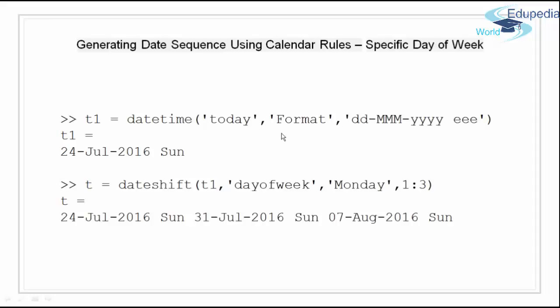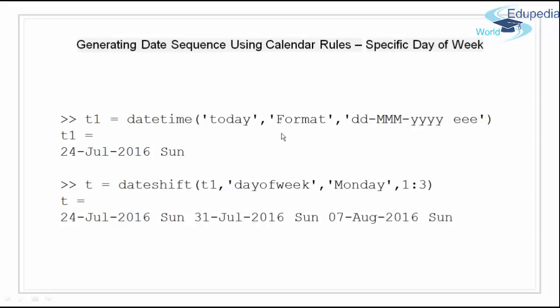I am going to start with creating a sequence with a specific day of the week. So I am going to take today, that is 24th of July 2016, that is Sunday, and create an array with 3 elements using dateshift. Dateshift is a function that is going to return us a sequence of dates, with the condition that all the dates will follow calendar rules.